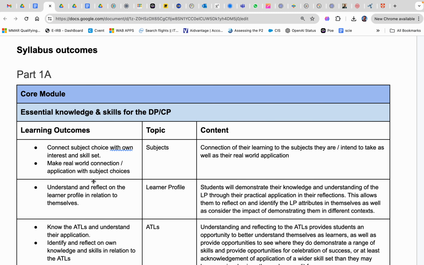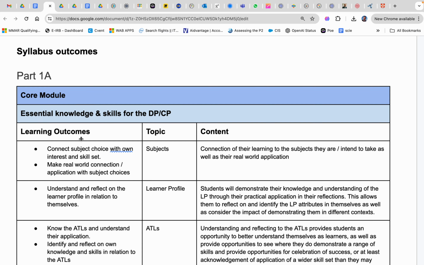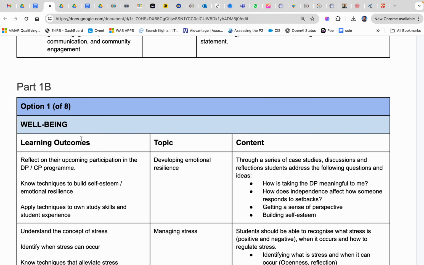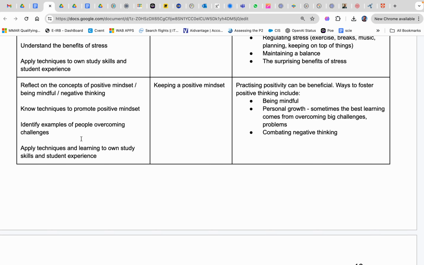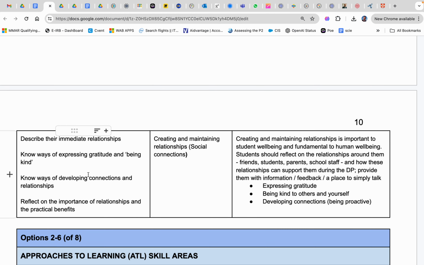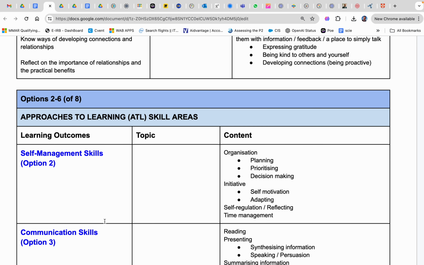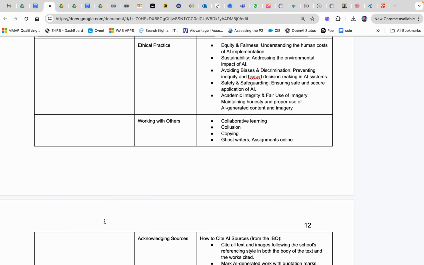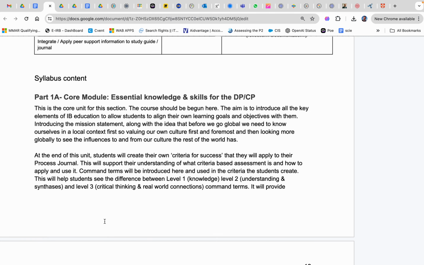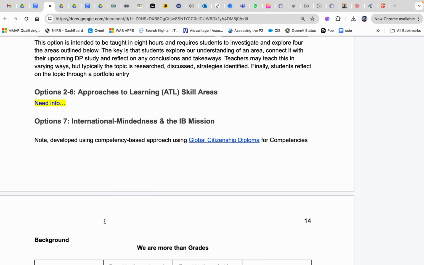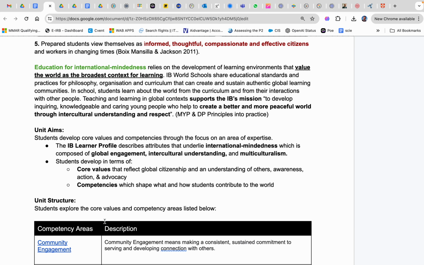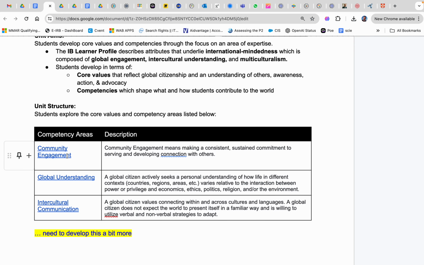So you can have a look at this if you're interested, but these were some of the outcomes that were developed for the different units. I think these areas are better clarified in the draft that Kate uploaded. These are the different units. There's a little bit of information on the competency-based approach.